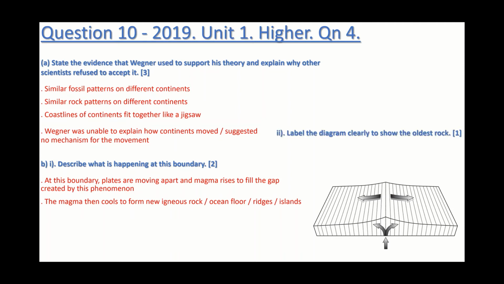Lastly then, you must label this diagram and show the oldest piece of rock. As you're looking at a constructive plate boundary then, the oldest rock will be situated at both the far left hand or right hand side of the boundary, as denoted by my crosses here. And this rock was created by the plates splitting apart longer ago than the rock closer to the boundary, as you would expect.